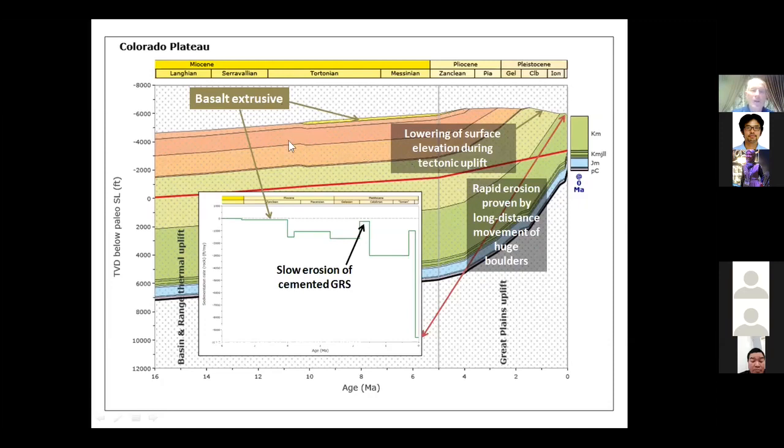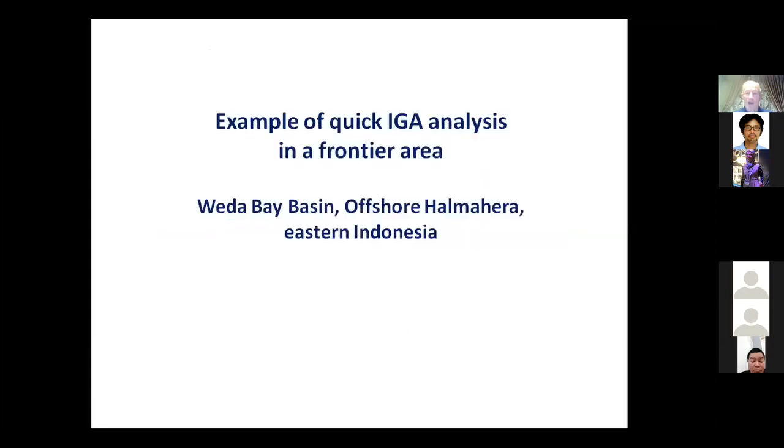So we have all these different components here: slow erosion, faster erosion, a slowdown during the cemented carbonate time, then we move into the weaker layers below it, and it slows down again because of the history. And this piece here, the rapid recent erosion, is proven by long distance movement of huge boulders as much as 2 meters across that have moved as much as 15 kilometers. So we can then adjust our model to show all these catastrophic events.